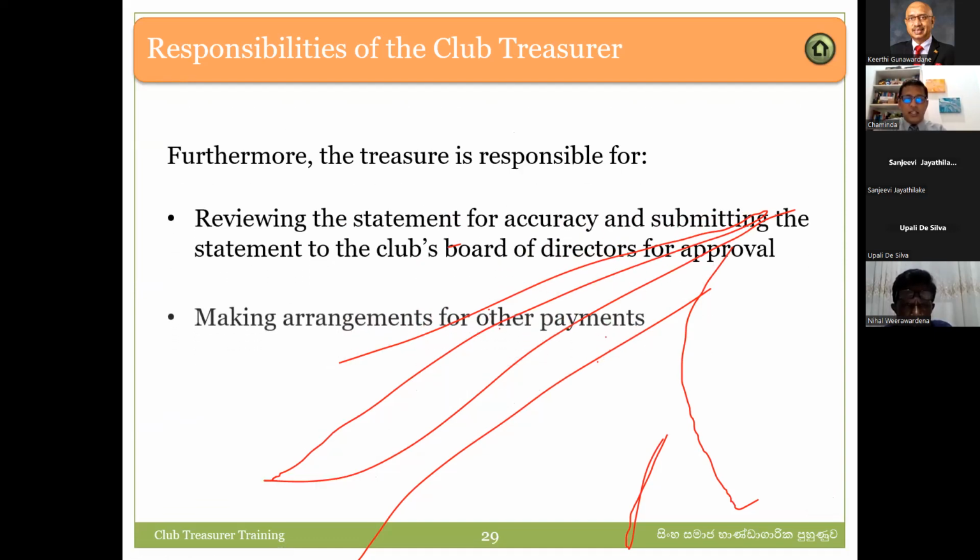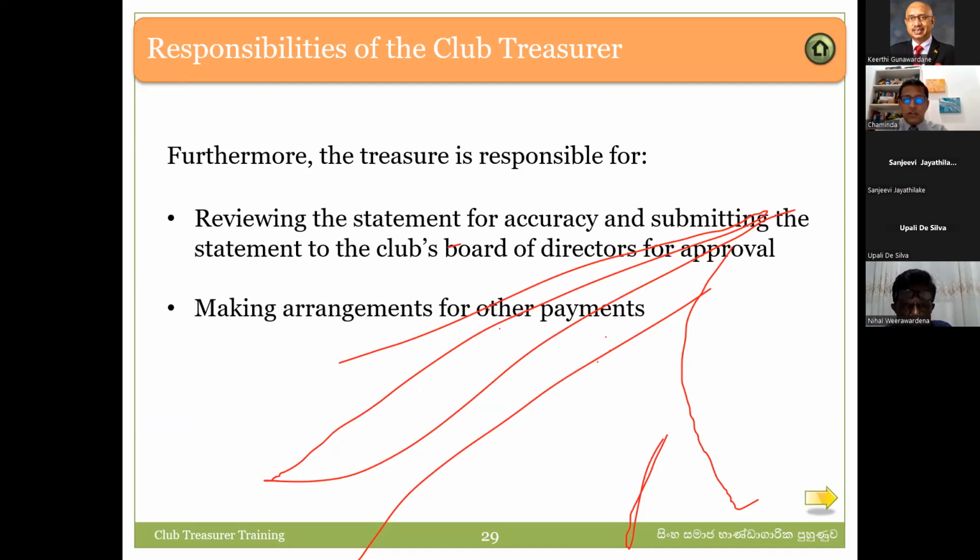Furthermore, the treasurer is responsible for reviewing the statement for accuracy and submitting the statement to the club's board of directors for approval. So statement එක director board meeting එකේදී treasurer board එකට දාන්න ඕනේ. ඒක check කරන්න ඕනේ. මොකද සමහර වෙලාවට drop members ලා ඇති. International එකෙනුත් වරදින්න පුළුවන්.